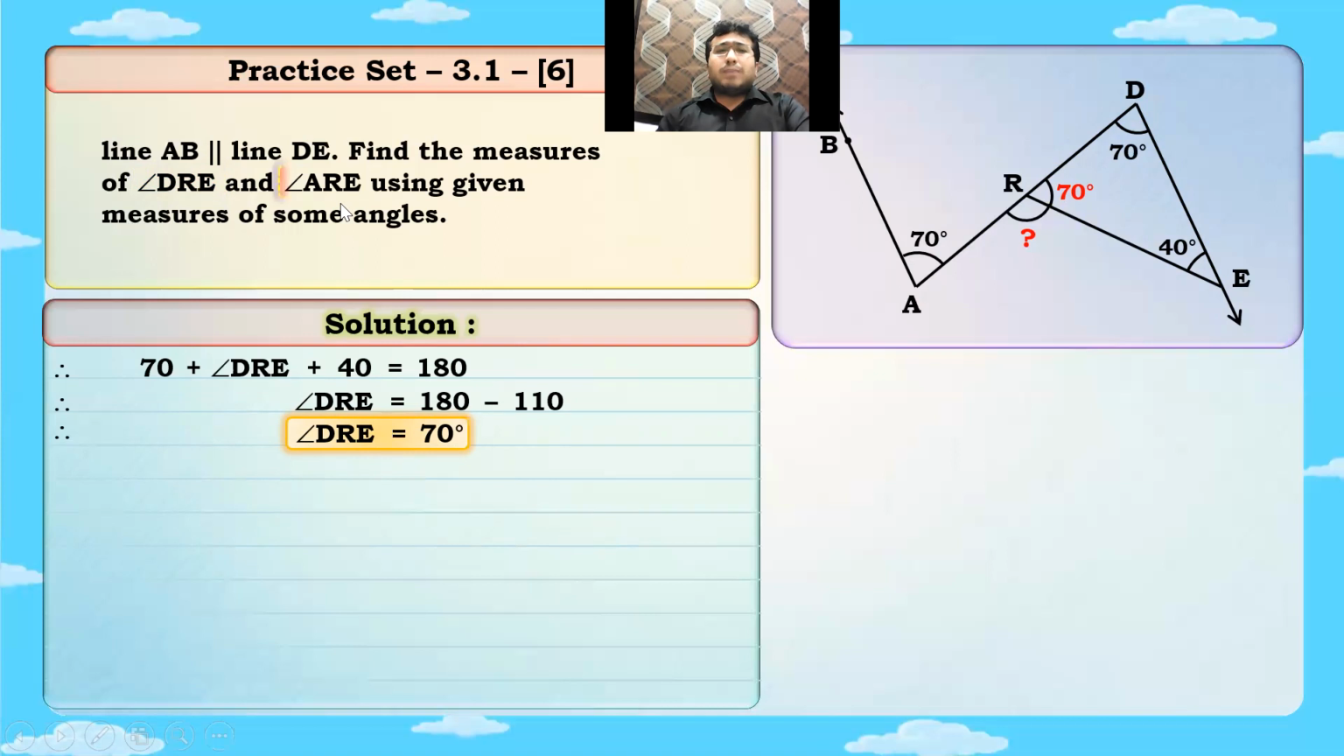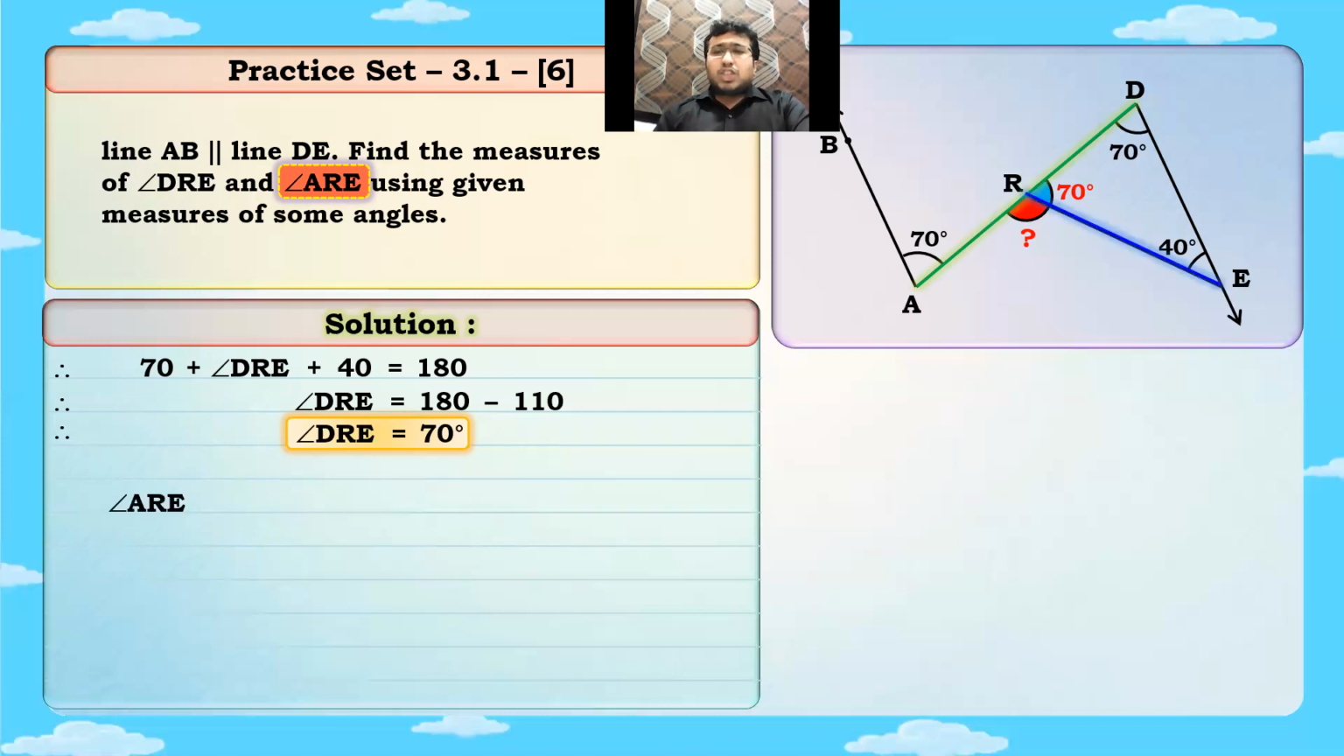Next, we are supposed to find measure of angle ARE. Now students, ARE you can get by two methods. You can get it by linear pair. You can even get it by the theorem of remote interior angles of a triangle. So students, it's your wish. You can use any method. I am using linear pair because we have been doing that since 8th standard.